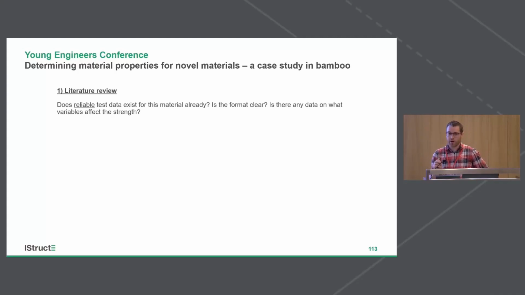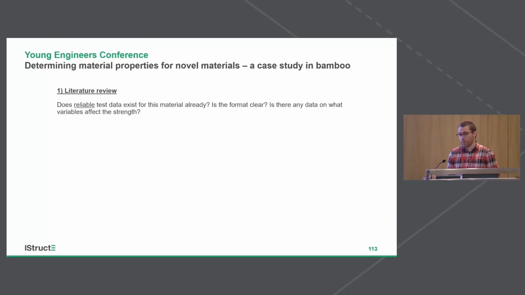But reliable is very, very important. We need to look at the source. Is that a reliable source? Is it a scientific journal? What level is that journal? The quality of journals varies significantly. How much testing was conducted?